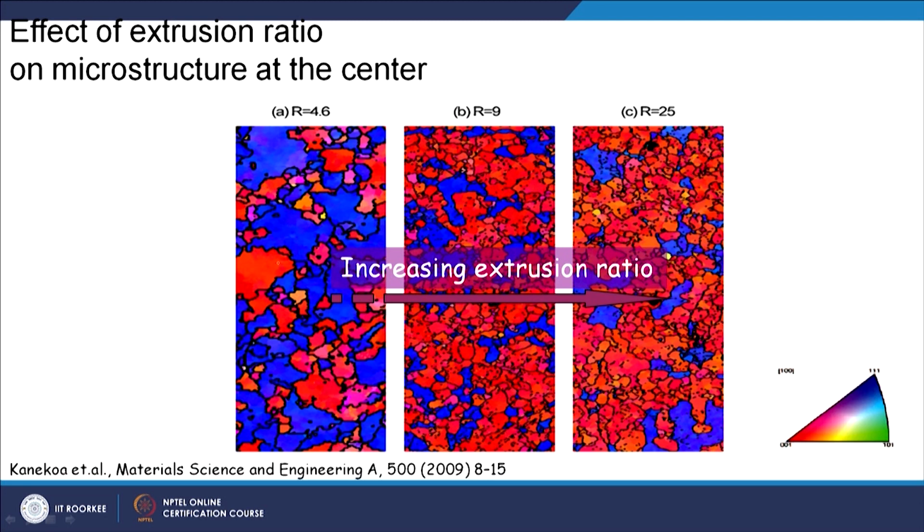Again, only two types of grains: one is red, which means the 001 axis is coming out, or blue, which means the 111 axis is coming out. So, a combination of 001 grains and 111 grains. And as you increase the extrusion ratio, you can see the microstructure refinement taking place, and also the number of red grains increasing. That means you are introducing a crystallographic texture in the material, which gives a predominantly one type of orientation to the grains.